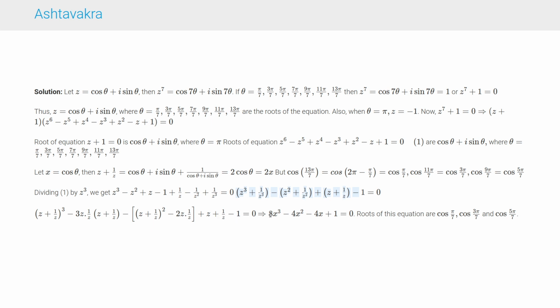So this becomes 8x cube minus 4x square minus 4x plus 1 is equal to 0, because we substitute z plus 1 by z is equal to 2x from here. So roots of this equation are cos pi by 7, cos 3 pi by 7 and cos 5 pi by 7, as we have deduced from here.